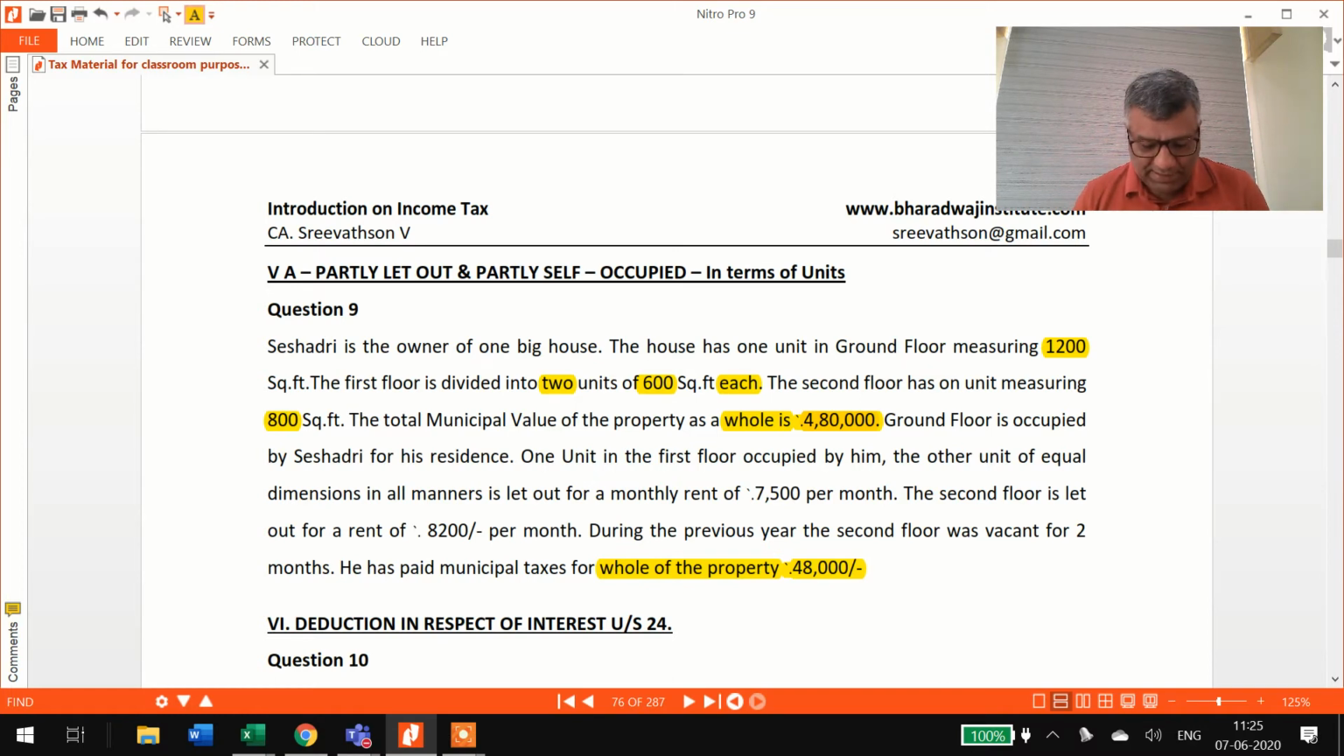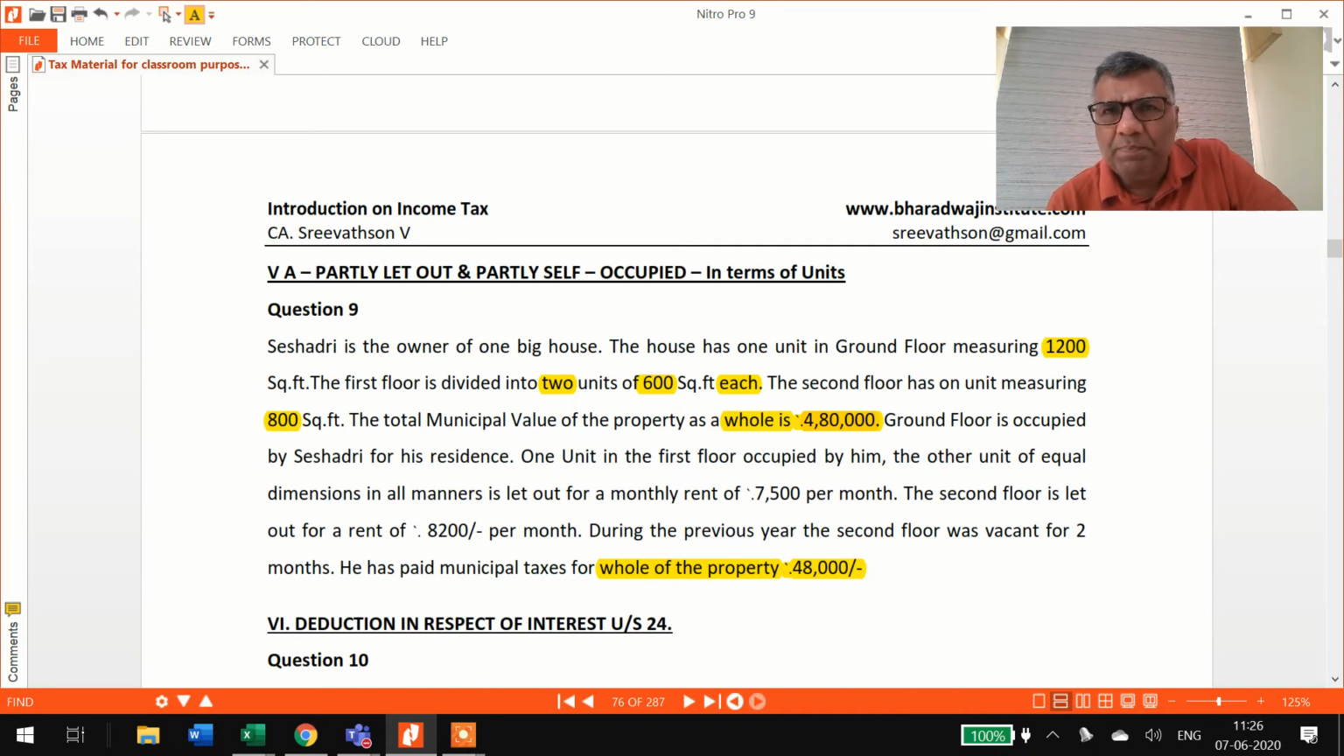So friends, there are 4 houses. Each unit is a house. So 4 houses. Unit 1 and Unit 2, I will not even work out because I know NAV is nil. Why should I work out? Self-occupied property, don't work out. NAV is nil. You need not compute GAV minus municipal taxes, NAV. NAV is 0. I need to work out for Unit 3 and Unit 4 only.